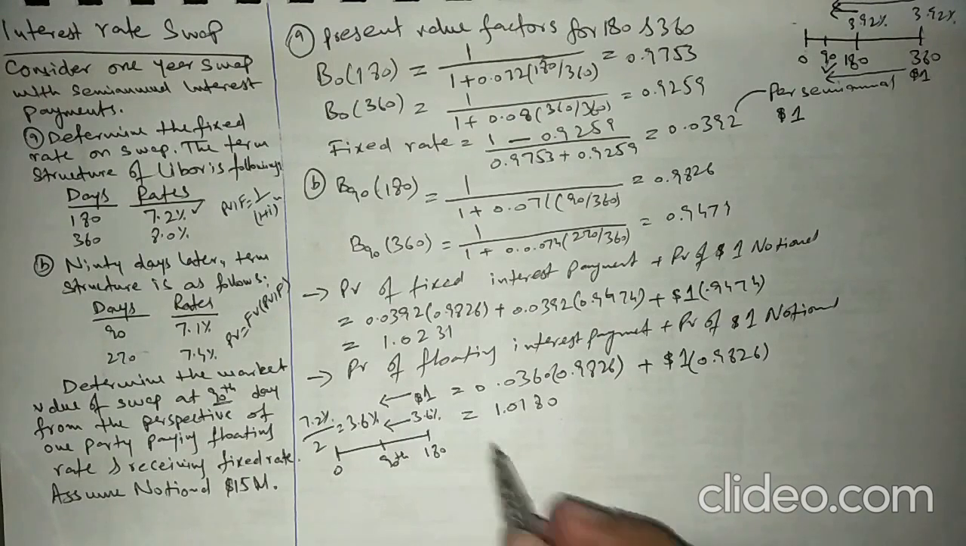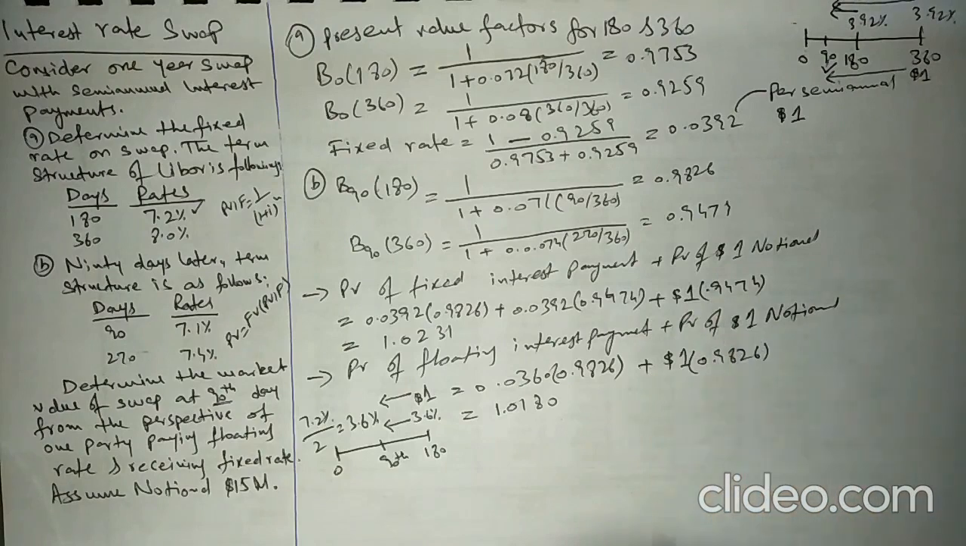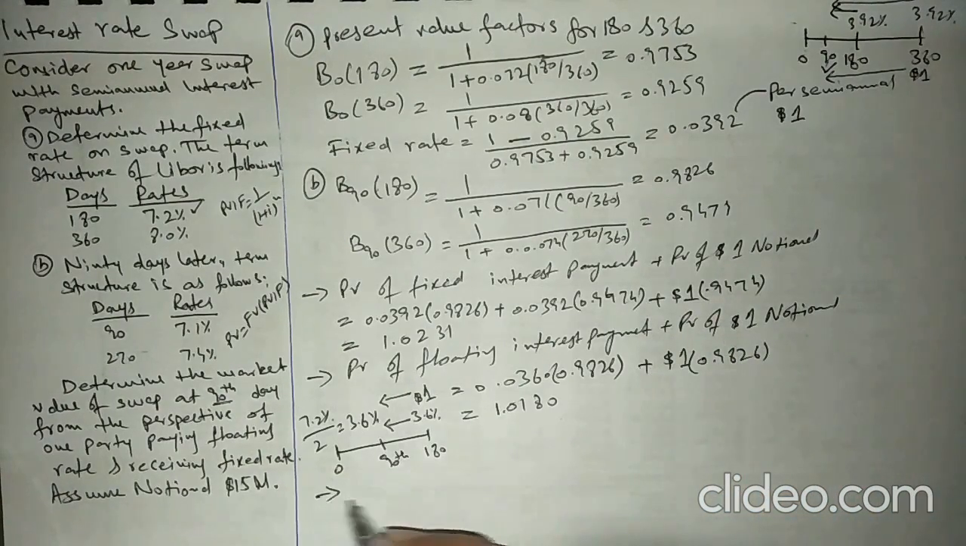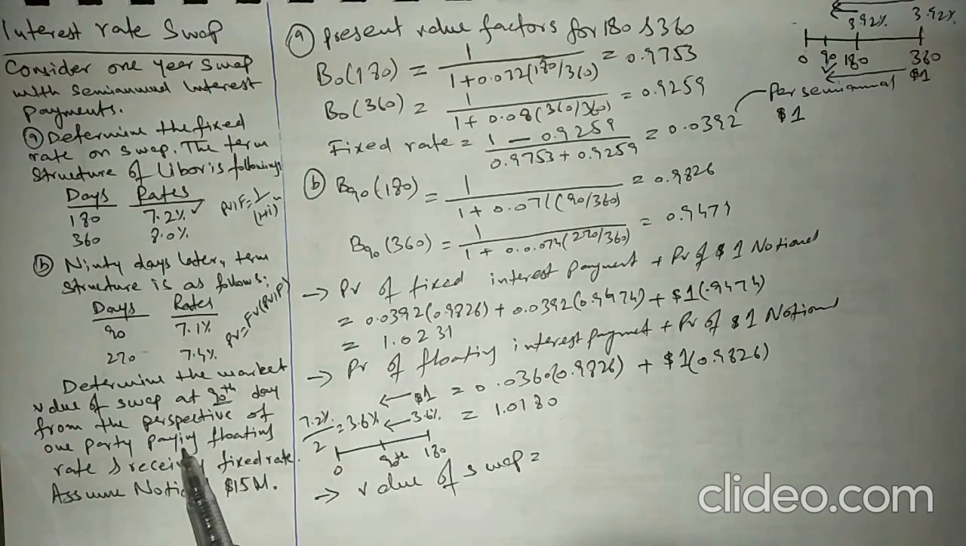So now we have the present value of the floating interest payment and the present value of the fixed interest payments. Now at the third stage we can calculate the value of the swap. Okay, so here now we go to the question part. Here the requirement is to determine the market value of the swap at the 90th day from the perspective of one party. Now we will calculate from the perspective of one party rather than the perspective of two parties.